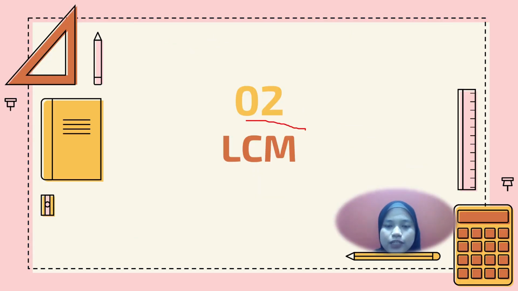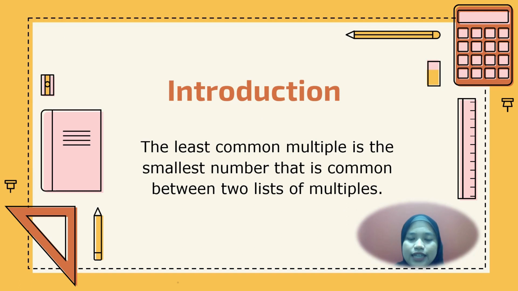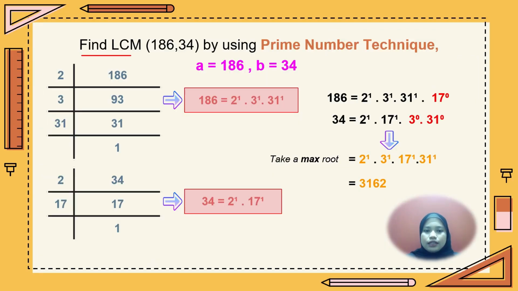Okay, next I will explain about the LCM. For LCM we also have two techniques: we can use the max root and we can use GCD. What is the LCM? LCM is the least common multiple, the smallest number that is common between two lists of multiples. This is a little introduction for the LCM. We take the same question, 186 and 34.